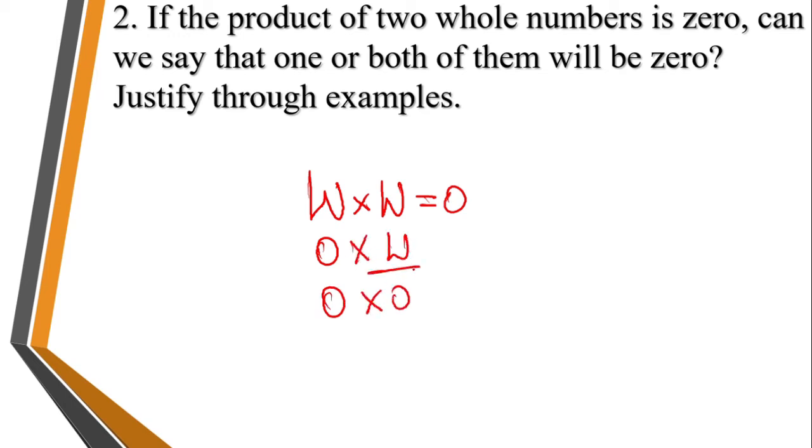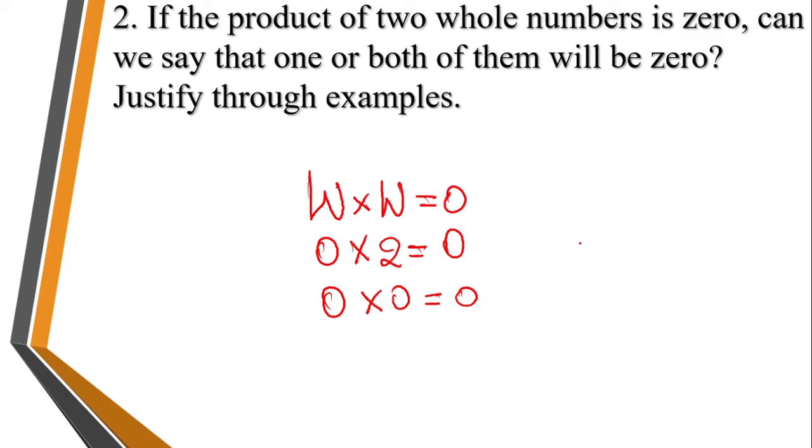Here we should say whether it is true or false. So one of them will be 0 or both of them will be 0. If both of them are 0, 0 multiplied by 0 will give our answer as 0 only. And if one of them is 0 and 0 is getting multiplied with any whole number, let's take 2 here, 0 multiplied by any number will give our answer as 0 only. And 0 into 2 is also 0.